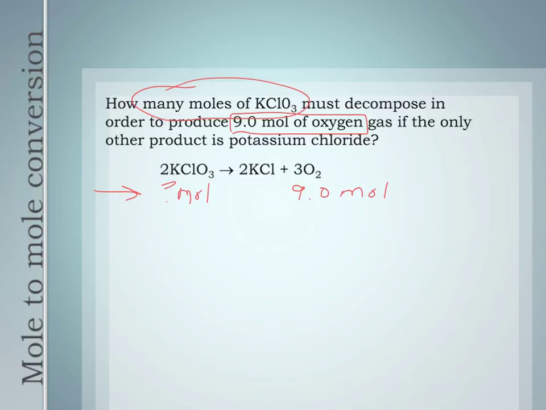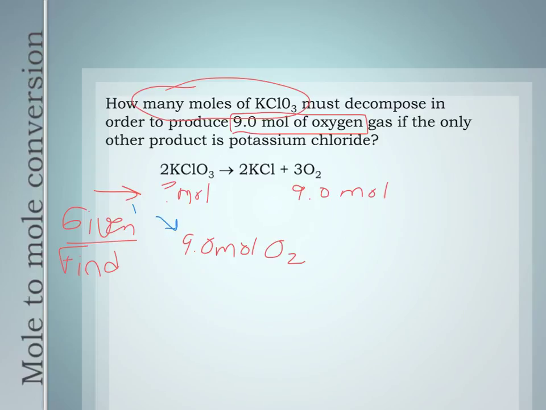We're going to be using the given over find method that we learned in the first semester, so you're already familiar with it. We want to have given over find, and we've identified the given, 9 mole of O2. Now, last semester you only had to put the number and the unit, but what's new with stoichiometry is we also need to list the substance.